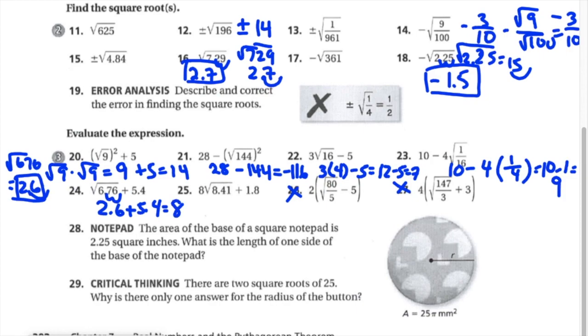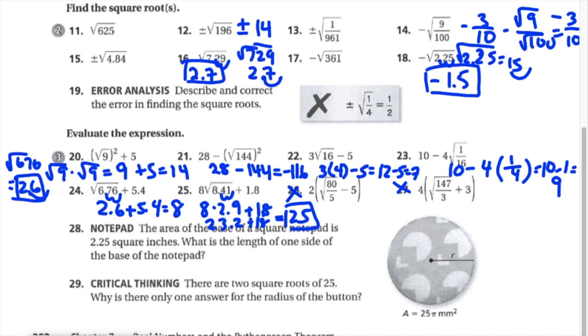Then we have 8 times the square root of 8.41 plus 1.8. So when we do this, the square root of 841 is going to be 29. I know that we didn't exactly cover this, but when we move it back, it's going to be 8 times 2.9 plus 1.8. And so this is going to be 23.2 plus 1.8, which simplifies to 25. So let's talk through 28 and 29.